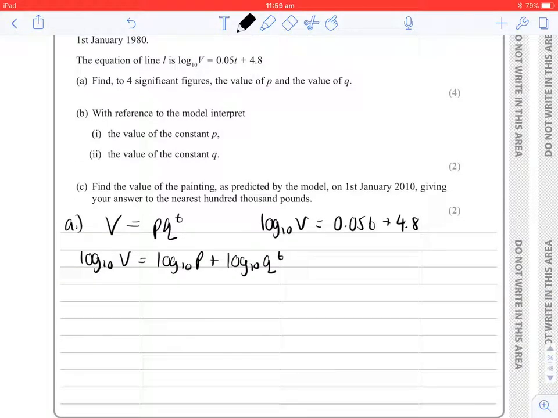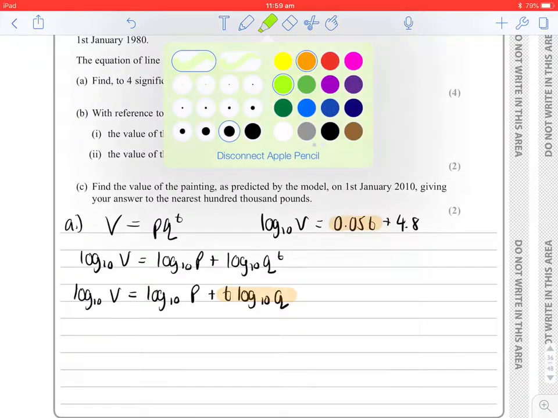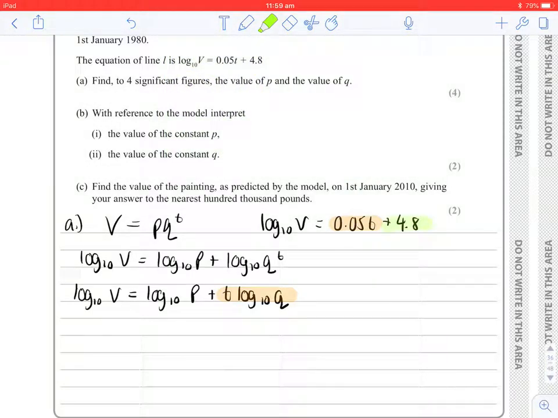Before we do anything with this, we're going to use the powers rule to bring the T to the front. So we've got log base 10 of V is equal to log base 10 of P add T log base 10 of Q. Now we can look at what we've got in our equation. We've got T lots of log base 10 of Q, and we can see that matches up with 0.05 lots of T. And then we can look at the 4.8 and the constant log base 10 of P.